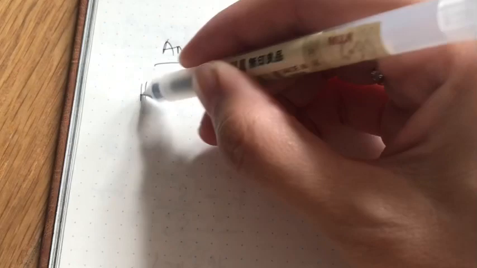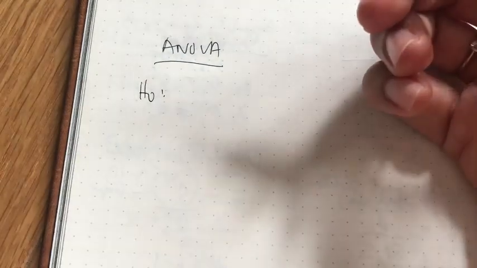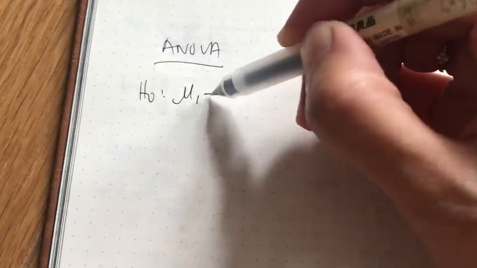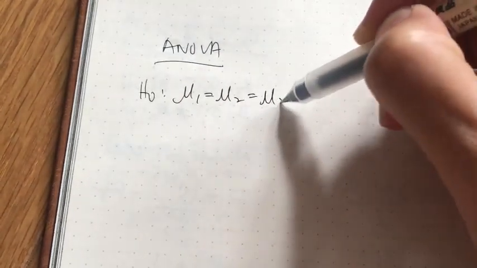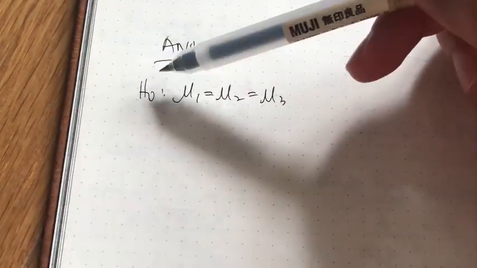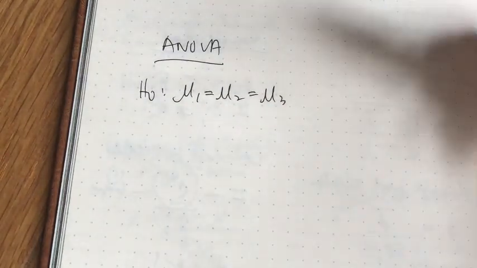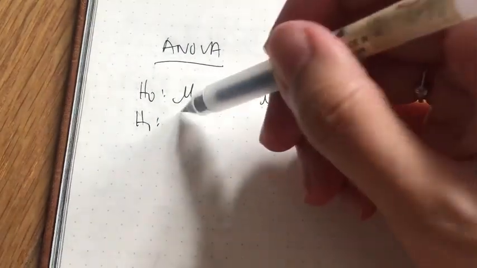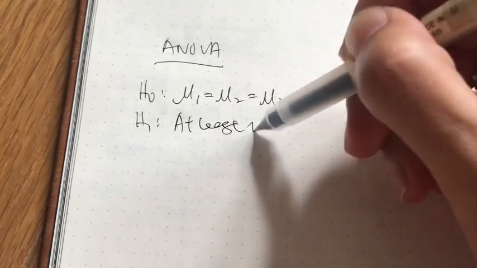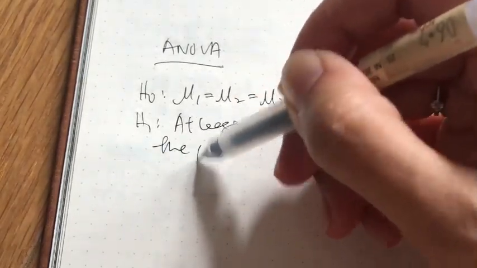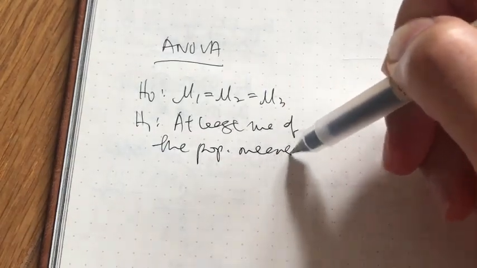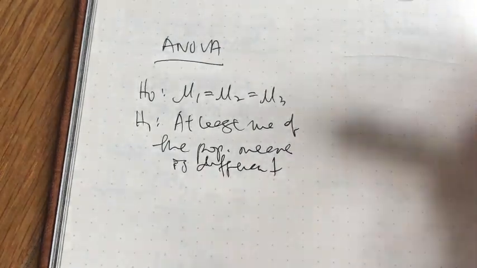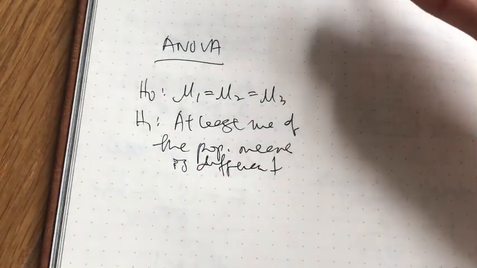So here, how do we write the hypothesis? Let's assume we have three samples coming from three populations. So mu1 equals mu2 equals mu3. Remember, the null hypothesis is always we assume they're all equal to each other. Alternatively, at least one of the population means is different from each other. Sometimes you can say that not all of the population means are equal to one another, so similar.